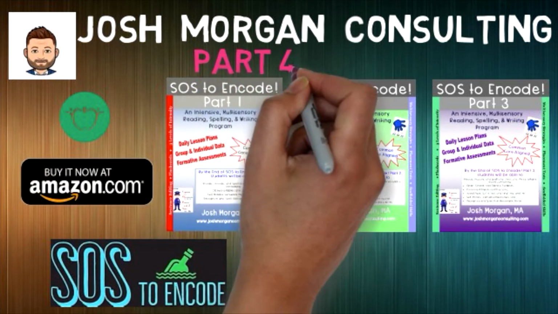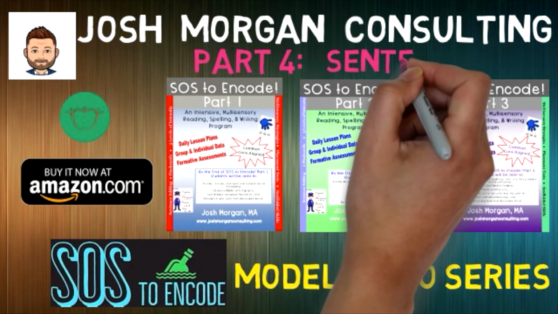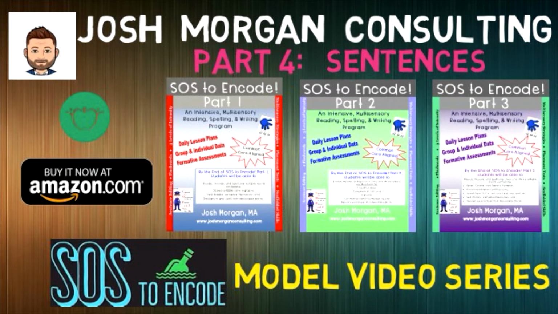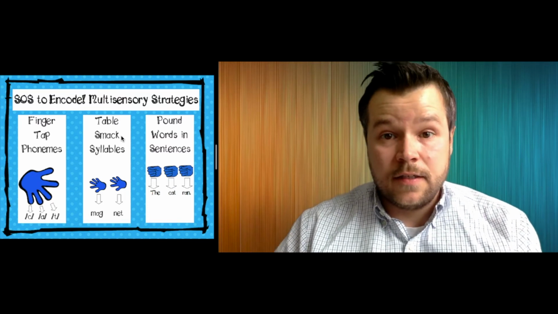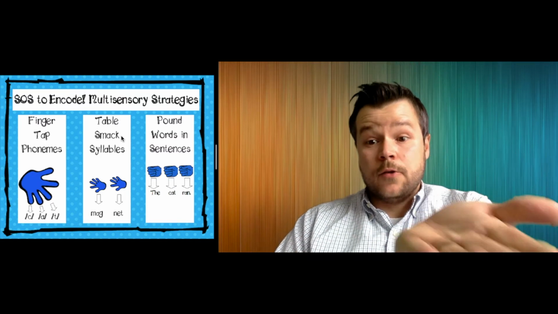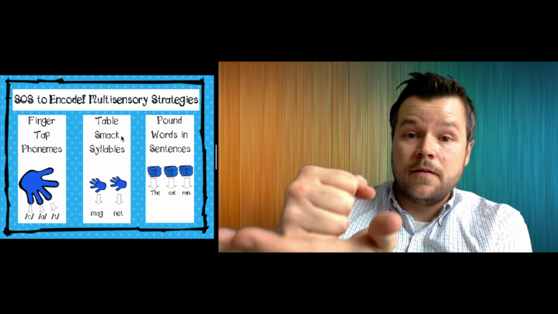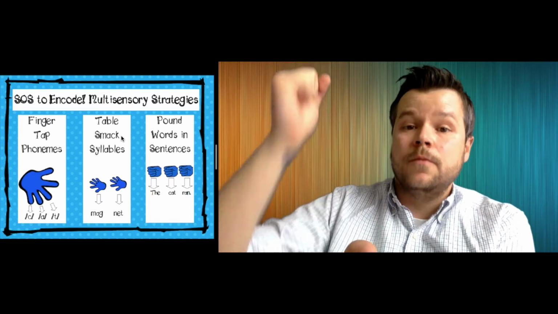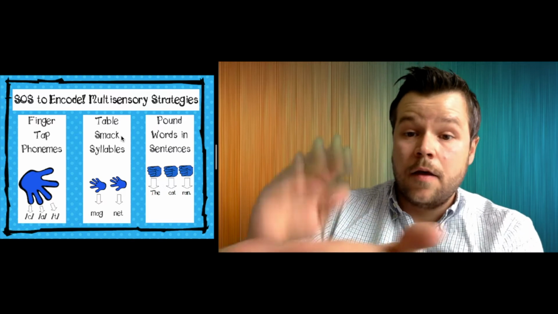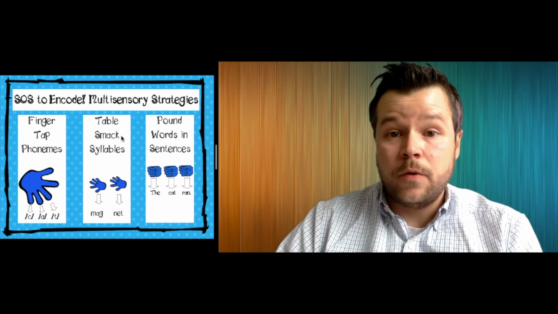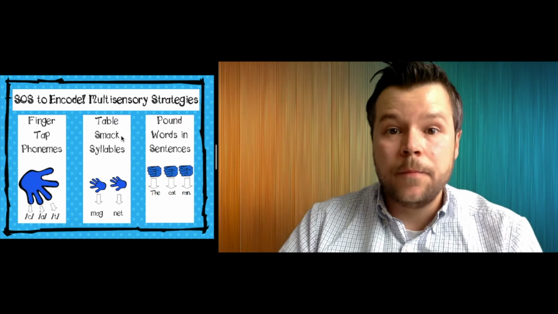This is part 4 of the SOS to Encode video model series. This video focuses on sentences. With sentences in the SOS to Encode program, we pound out the sentences. We pound them out on our hand, so we make like a little shelf with our hand, and we pound down. So like in the sentence, the cat ran, let's pound it out. The cat ran. And then we will table smack any syllables like magnet, and then we will finger tap phonemes. At, cat. So let's jump right in.